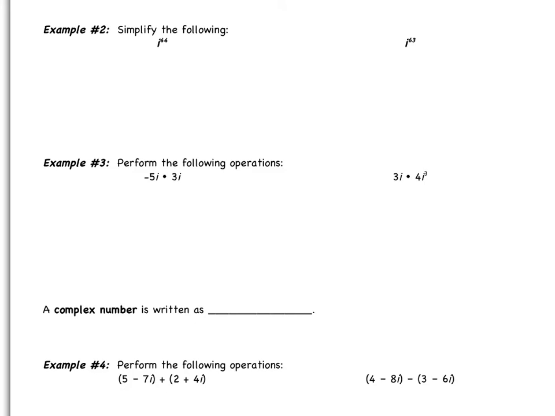So i to the 44th power. There's a few different ways to do this, but what I do is I always break this down in terms of i squared. So how many times does i squared go into 44? Well, how many times does 2 go into 44? You should know that it goes in 22 times. So if I multiply 2 and 22, I get 44. Now i squared is just -1, so this is really -1 to the 22nd power. Well, a negative to an even power is always going to be positive. So this is really just +1.